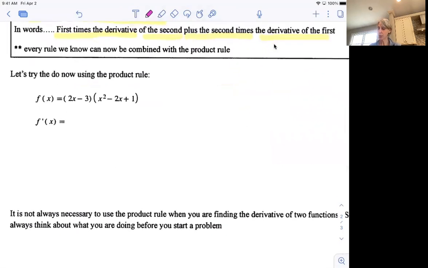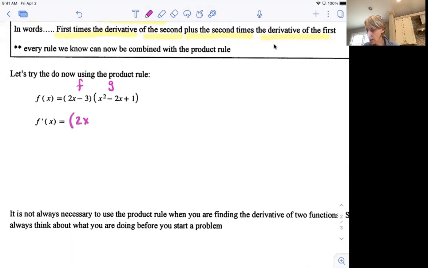So if f of x equals 2x minus 3 times x squared minus 2x plus 1, this is your f of x, this is your g of x. The first times the derivative of the second plus the second function times the derivative of the first.